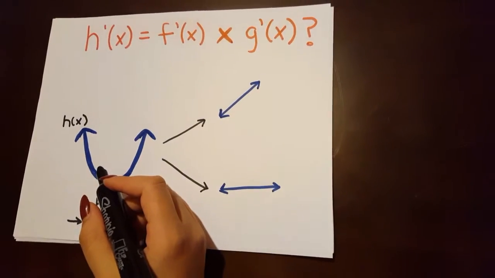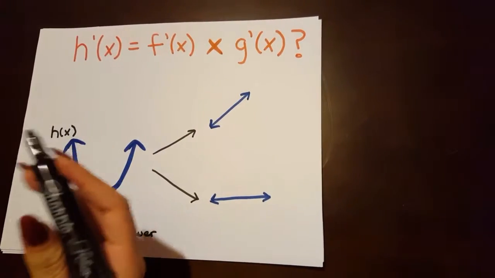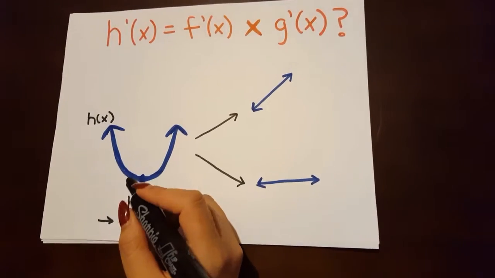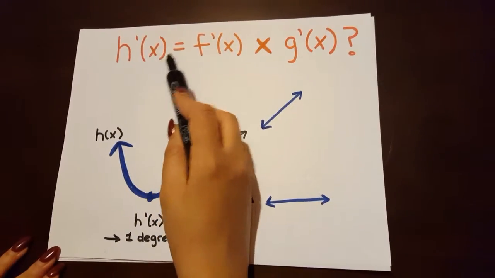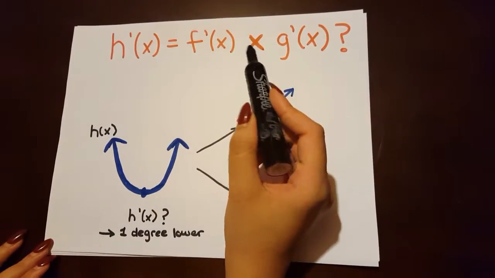You may ask, if the rule with adding and subtracting functions is just adding and subtracting their derivatives, then shouldn't the product rule be the same? No, it's not, because clearly if we did this, we would arrive at a completely different answer.